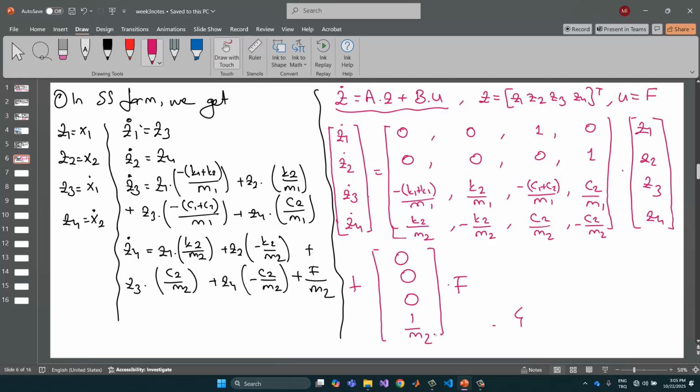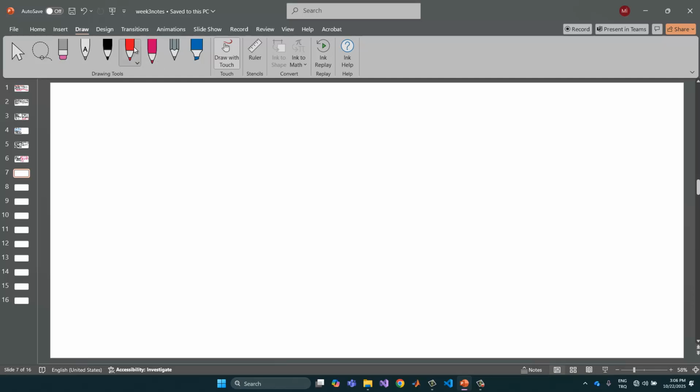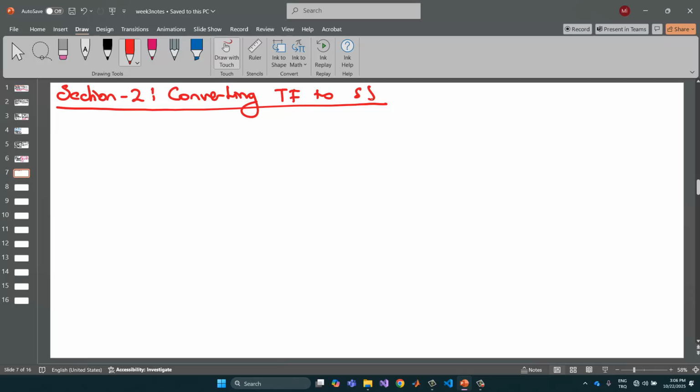Okay? Any question? Okay. So, this is the first part of our study for today. But in the second part, we need to know how we can convert a transfer function to state space. This can be done by just giving the formula. Consider the differential equation. Yes, what is the meaning of the differential equation?